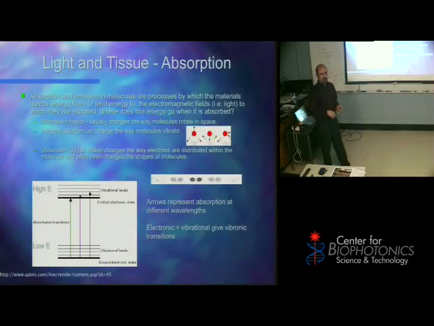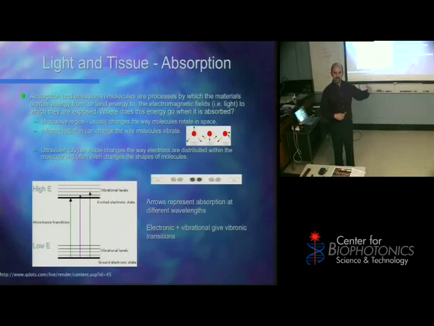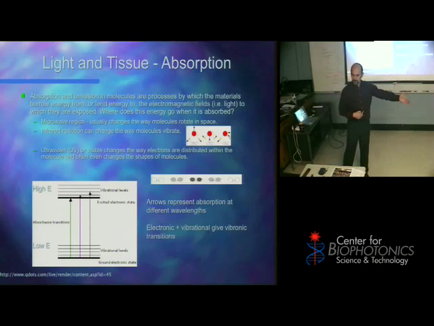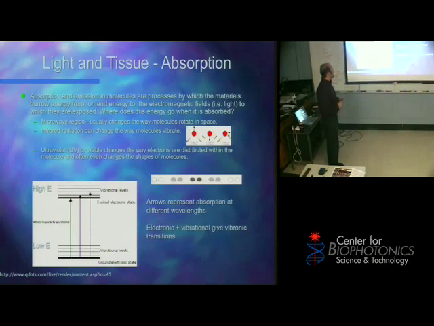Ultraviolet or visible photons, when they're absorbed, are they higher energy or lower energy than the infrared? Higher. Okay? And even higher than the microwaves. Okay, microwave is the lowest. Those will change the way the electrons are distributed within a molecule, and it will often change the shape of the molecule, or potentially even break the molecule.